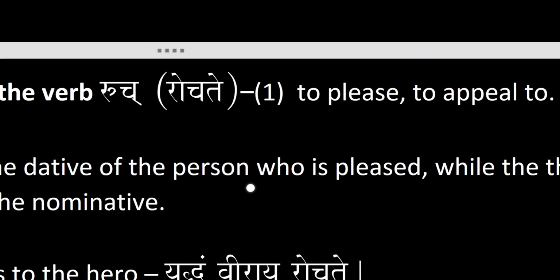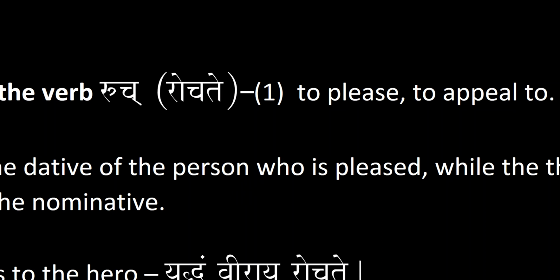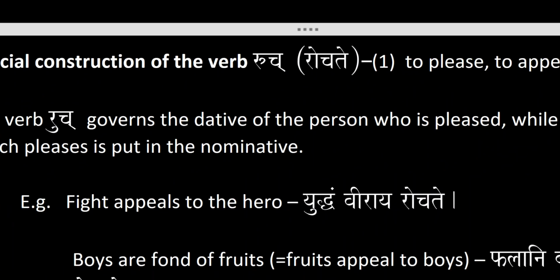So according to the rules of the first conjugation, the U in Ruch, this is actually the vowel sign U, but there is an exception in the R consonant where it's not written this way, but it's actually written this way in Sanskrit. For long oos, the long oos are written at the side as well. That's an exception. So anyhow, this oo takes guna and it becomes the o. That's how it ends up to be rochate when it is conjugated in the middle voice.